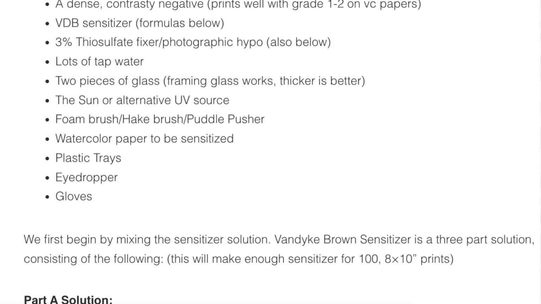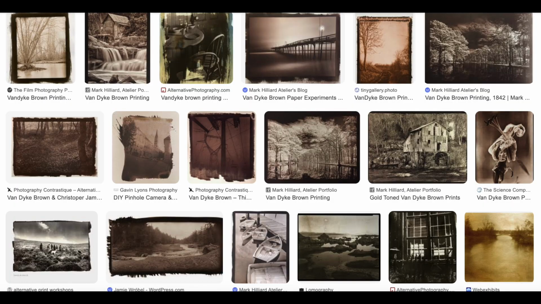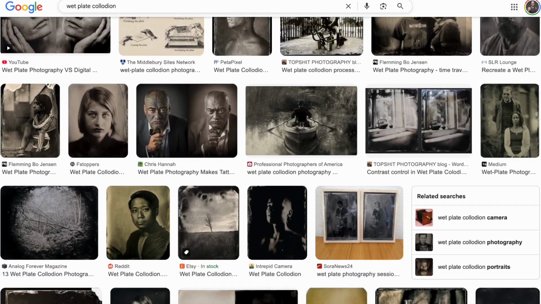Pretty simple, and probably one of the most popular alternative processes used today. This one is up there with cyanotype in terms of accessibility and simplicity, and the results are really stunning if you get your exposure right. Number 6, wet plate collodion.